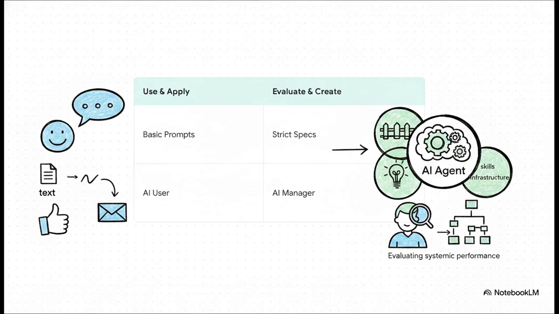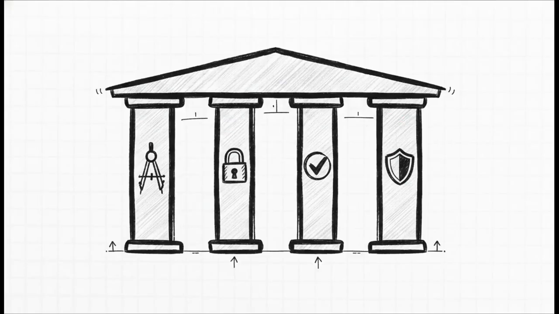You're no longer just using a tool. You're evaluating the systemic performance of an agent across thousands of automated runs. You are creating the hard boundaries, defining the specific skills, and building the resilient infrastructure that the AI absolutely needs to operate autonomously and, most importantly, safely. So to truly master that evaluate and create domain, AI literacy in this context demands a heavy emphasis on 4 key pillars. First, you must master specifications, meticulously crafting those agent and skill markdown files for maximum token efficiency.